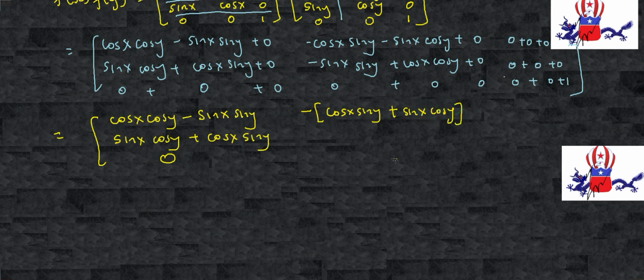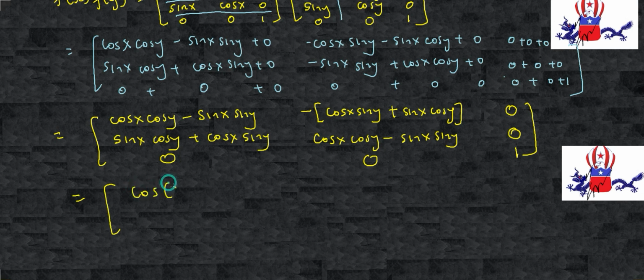0 doesn't matter. The second element, I'm going to rewrite it as cos x cos y, negative sine x sine y, followed by the third element is 0. For the last column, it is going to be 0, 0, and 1. Now, clearly you can see cos x cos y, negative sine x sine y is going to be cos of x plus y, sine x cos y plus cos x sine y is going to be sine of x plus y. And you got 0 as the last element.